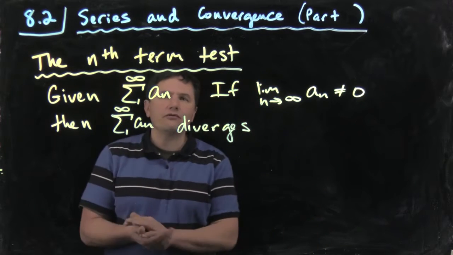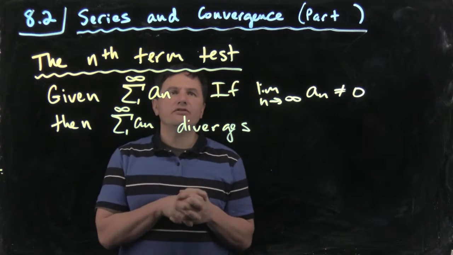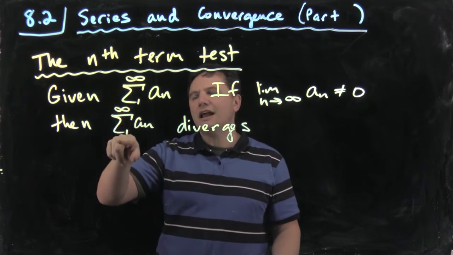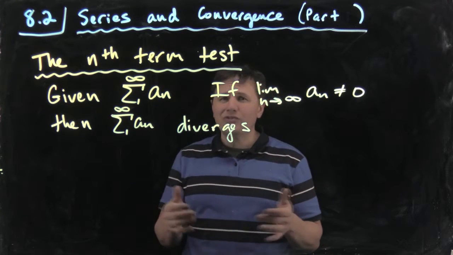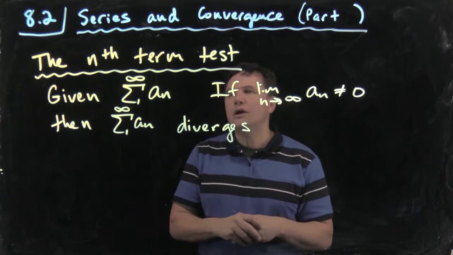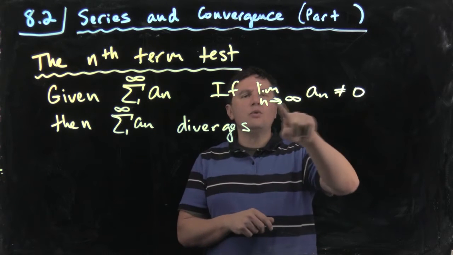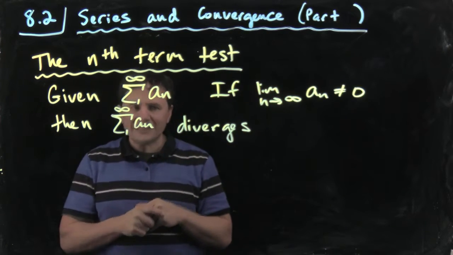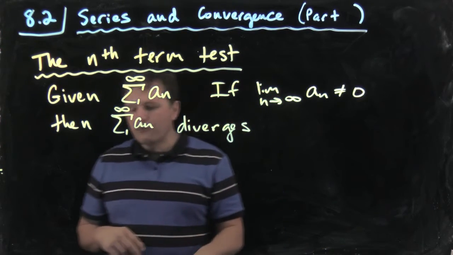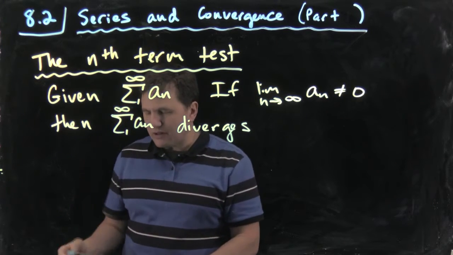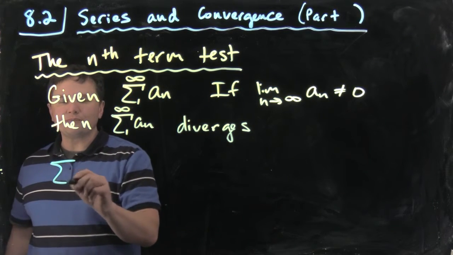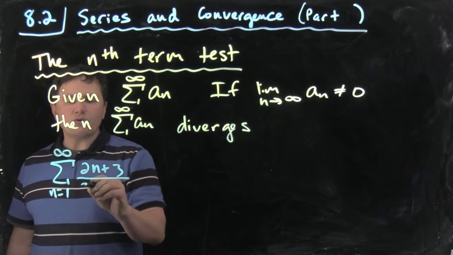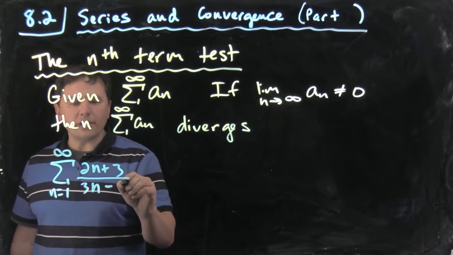Okay, so let's get into our first test of convergence or divergence. This is what's called the nth term test. Given that you have an infinite series, by the way, you'll notice that I didn't have a starting index. That could start at n equals 0, it could start at n equals 1, it could start at any value. It doesn't matter. If we take the limit of the sequence as n goes to infinity and it doesn't equal 0, then it diverges. End of story. So for instance, let's say I gave you the series, the sum from n equals 1 to infinity of (2n plus 3) over (3n minus 1).